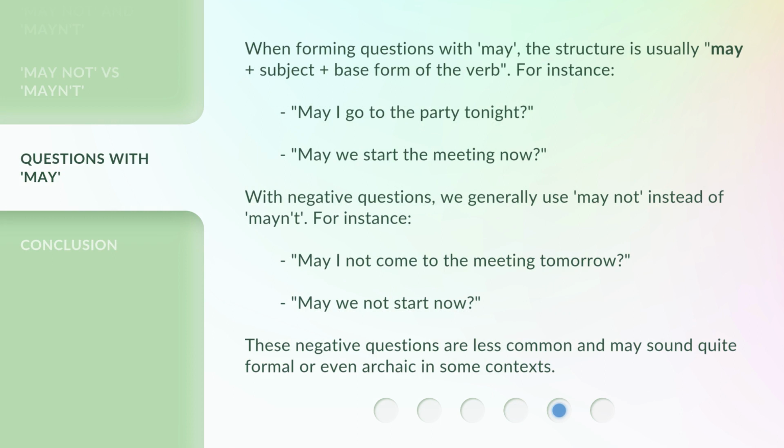When forming questions with may, the structure is usually may plus subject plus base form of the verb. For instance, may I go to the party tonight? May we start the meeting now?